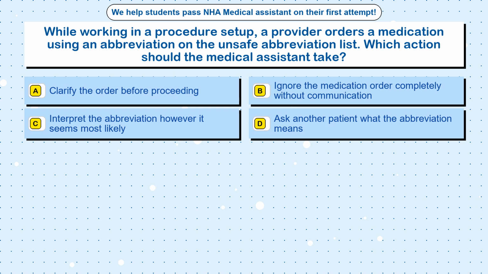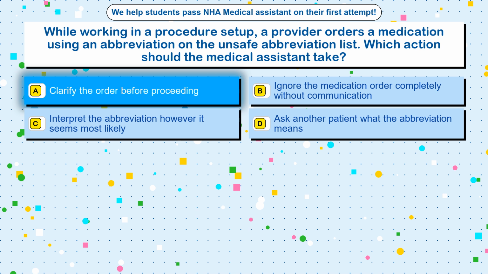Question 31. While working in a procedure setup, a provider orders a medication using an abbreviation on the unsafe abbreviation list. Which action should the medical assistant take? Option A, clarify the order before proceeding. Option B, ignore the medication order completely without communication. Option C, interpret the abbreviation however it seems most likely. Option D, ask another patient what the abbreviation means. The correct answer is option A, clarify the order before proceeding.